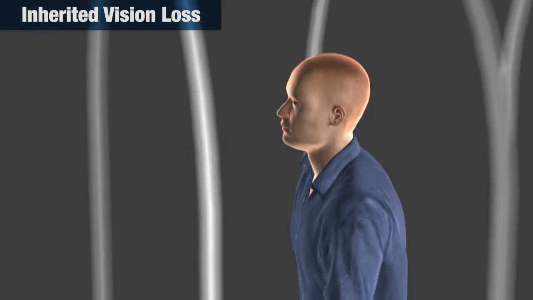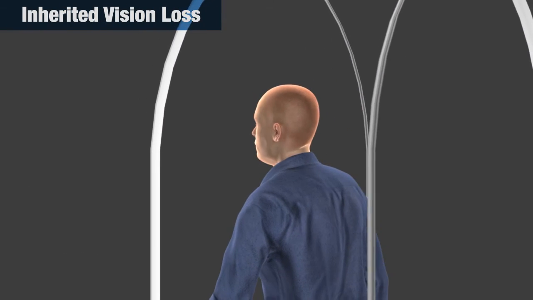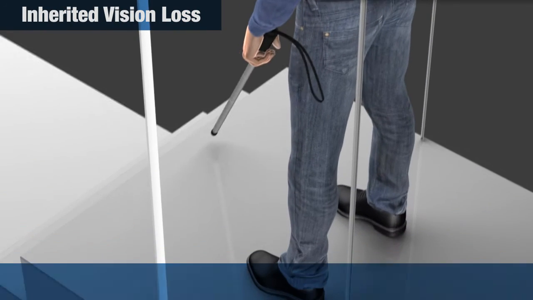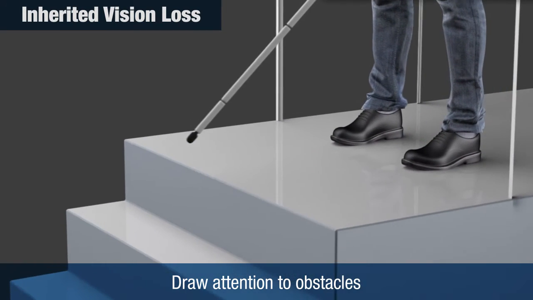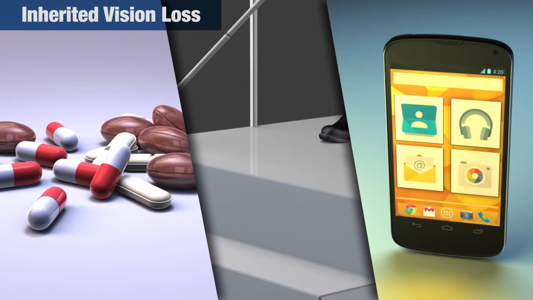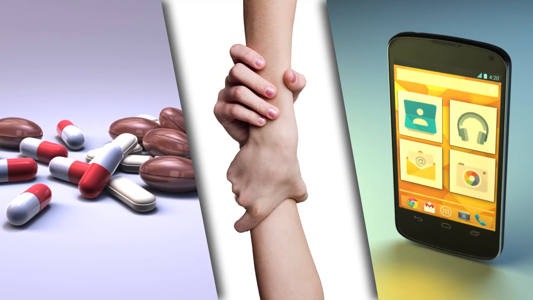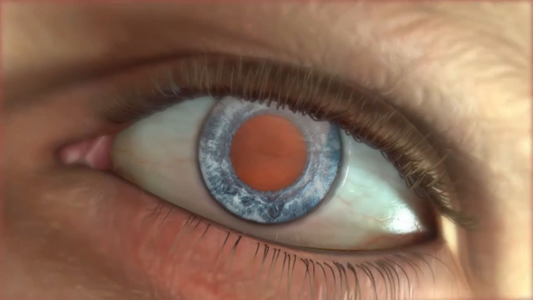Inherited vision loss may not be easily recognizable in those affected, but they may still require assistance. If requested, provide an elbow for guidance and draw attention to obstacles such as steps. By combining treatment strategies, advances in technology, and your help, independence and quality of life can be restored to those affected by inherited vision loss.